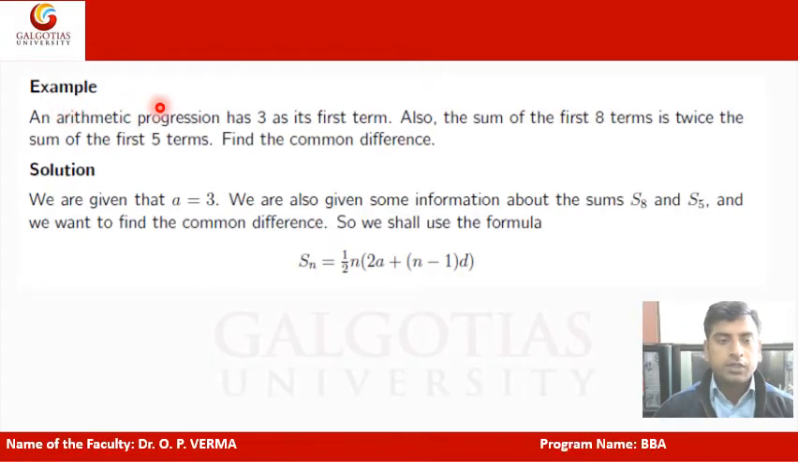Here is another example. An arithmetic progression has 3 as its first term, that means a equal to 3. Also sum of first 8 terms, that means S8, is twice the sum of its first 5 terms, that means S5. So S8 is twice its S5. Find the common difference. That means you have to find out the d. So solution, we are given that a equal to 3. We are also given some information about the S8 and S5, and we want to find the common difference. So we shall use the formula Sn equal to 1 by 2 n in bracket 2a plus n minus 1 into d.